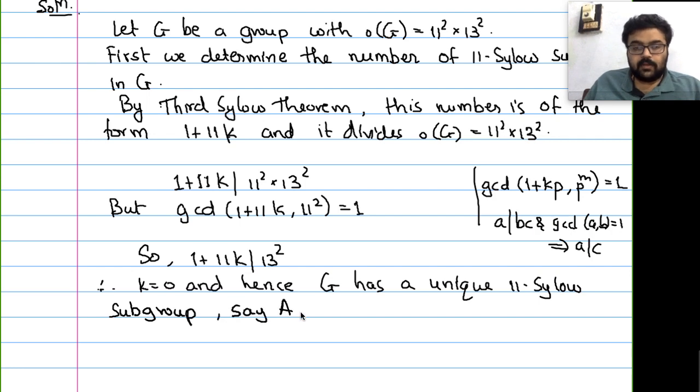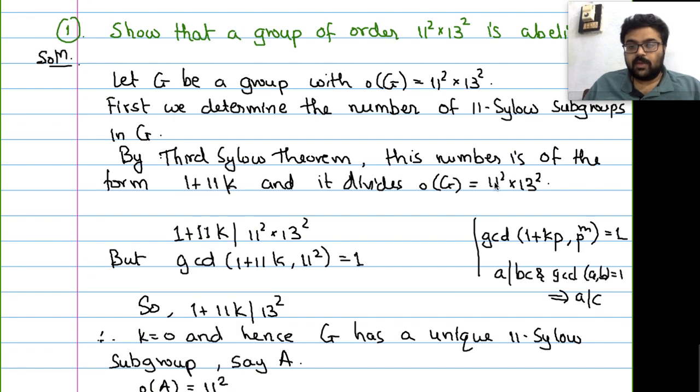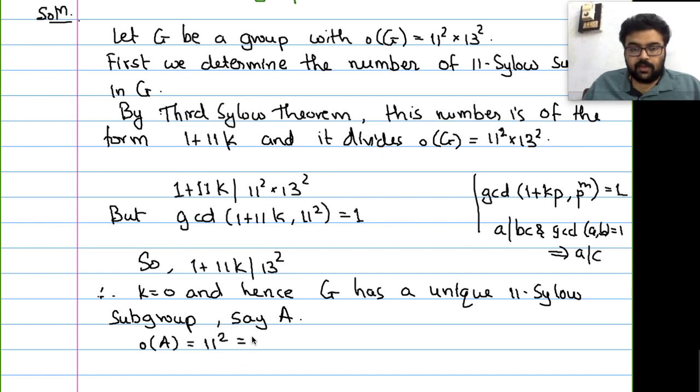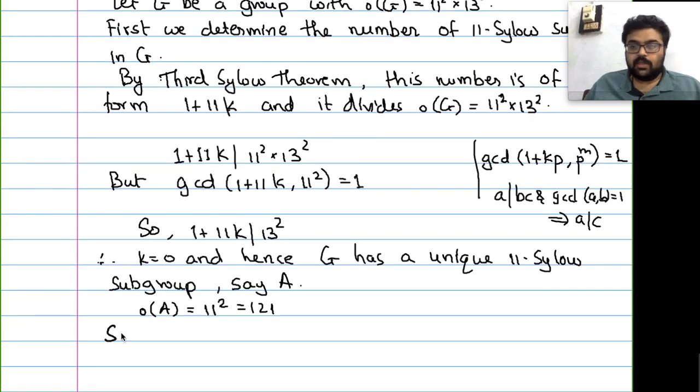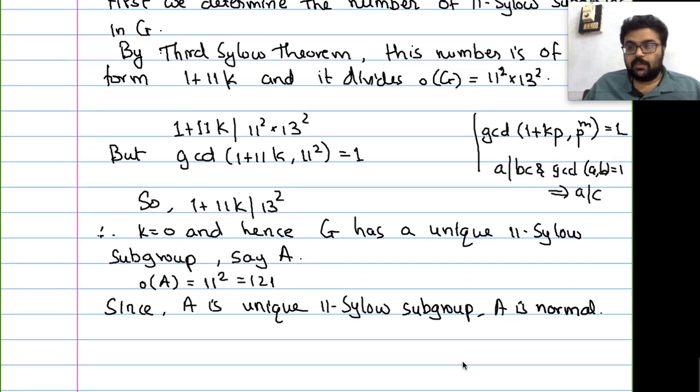Let us call it A. What is the order of A? The highest power of 11 dividing the order of G is 2, so A is the 11-Sylow subgroup and its order is 11 square, that is 121. A is unique because the only possibility is k equals 0. Since a unique P-Sylow subgroup is normal, A is normal. This is a corollary, a consequence of the second Sylow theorem.